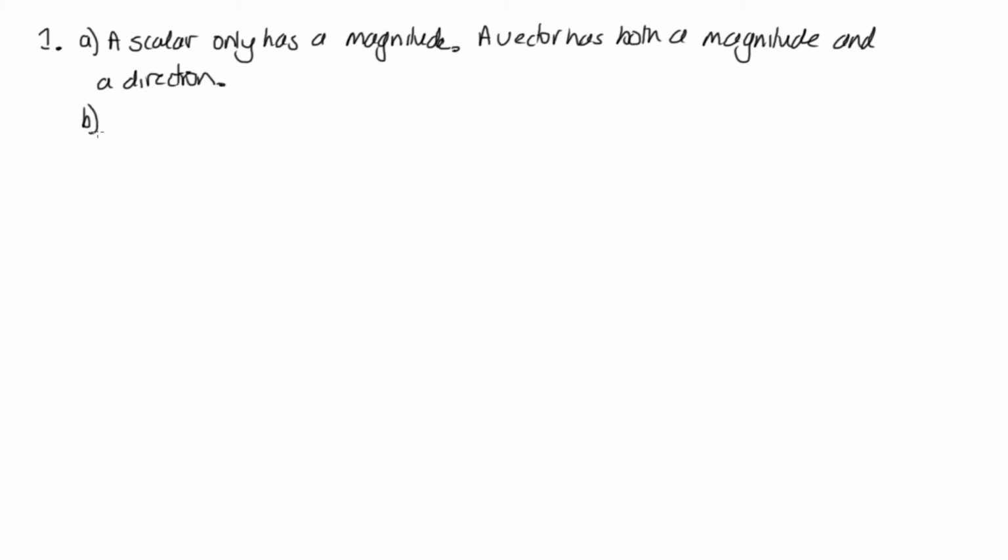Now in part B of this question, we're told in some cases the displacement and distance will be equal in magnitude, so the displacement being the vector and the distance being the scalar. And in other cases they will not. So we're asked to give a situation where they are equal in magnitude and then one where they're not.